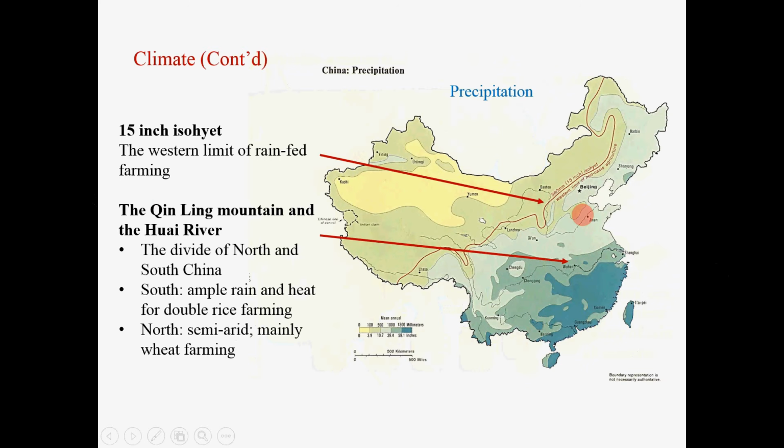To the north of this line, there is not enough natural precipitation for double rice cropping. Also, the temperature is low in the winter, so you cannot grow rice anymore. So the main crops here are wheat, corn, and some yams.